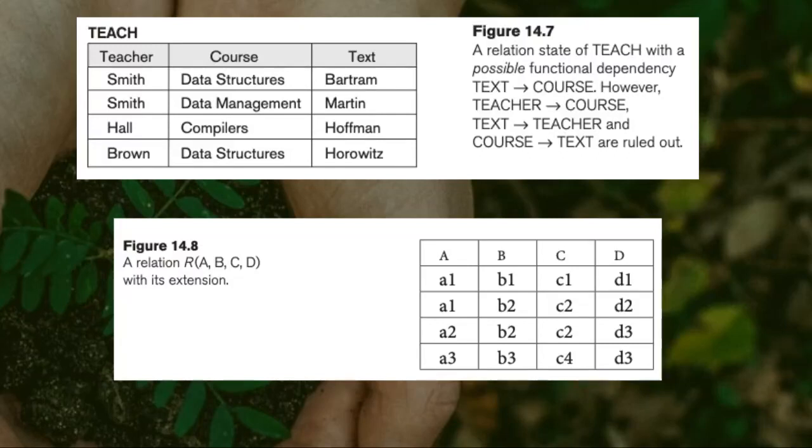unless we know all the legal states of the TEACH relation, we cannot clearly mention that a certain attribute depends on the other. As a summary, in a given populated relation, we cannot determine which functional dependencies hold or which do not, unless we know the meaning of the relationship among the attributes. So we should know the semantics.